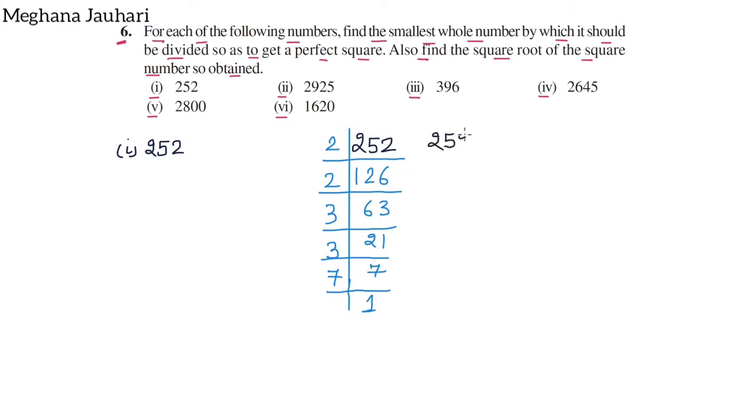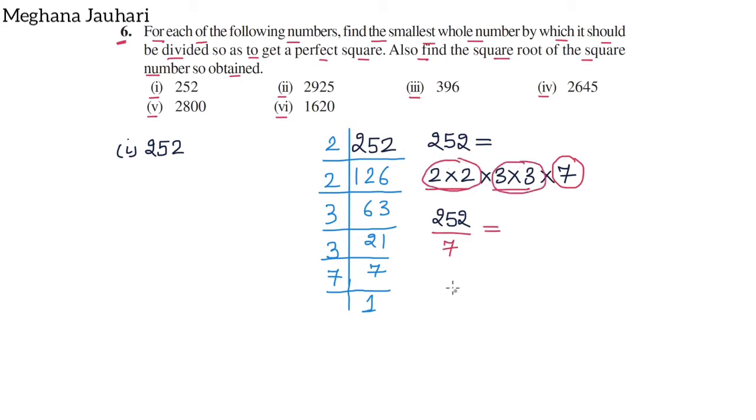Next, what are we going to do? Yes, we will write all the factors together: 2 times 2 into 3 times 3 into 7. Now we will split into pairs. One pair of 2, one pair of 3. But 7 has no pair. What can we do? There are two options: either we can remove it or add it. But here we are learning division, so we will divide it to get a perfect square number.